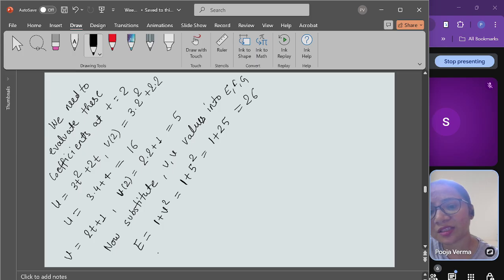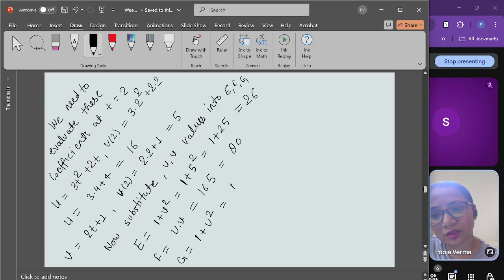Value of E. Similarly, just calculate for F also. F is uv, we have calculated. So here u is 16 and v is 5. So 16 into 5. How much we will get here? 80. Right? And G, similarly, G is 1 plus u square. So just put the values, 1 plus 16 square. So here you will get 1 plus 256. So you will get 257, right?